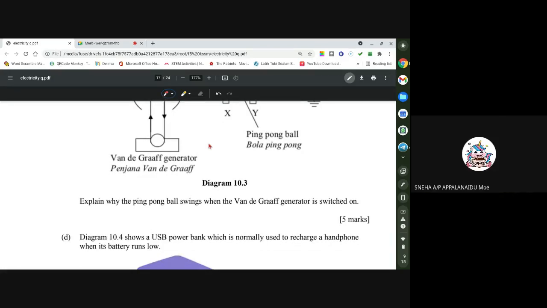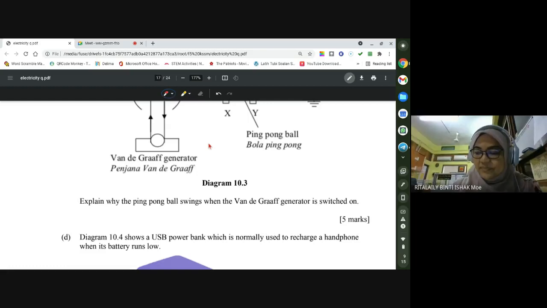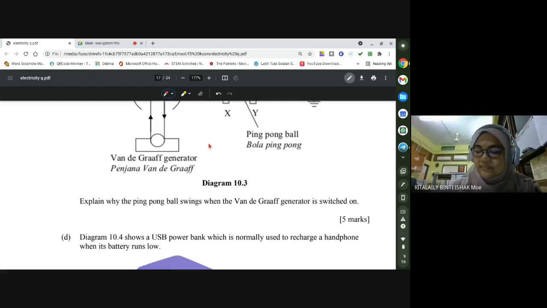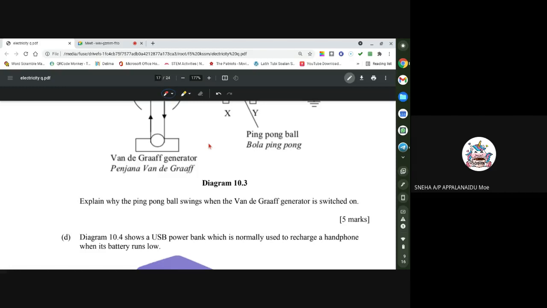5 marks. When the Van de Graaff generator is switched on, plate X is positively charged. The second point is electrical force is produced. The third point is the ping pong ball is attracted to the touch plate X. The fourth point is the surface of the ping pong ball is positively charged. And the last one is the charges repel and the ping pong ball swings to plate Y.